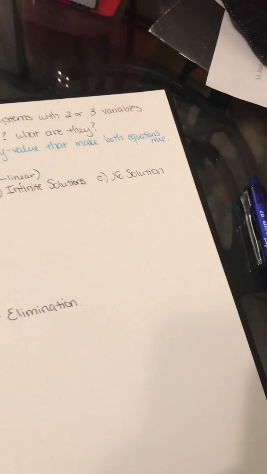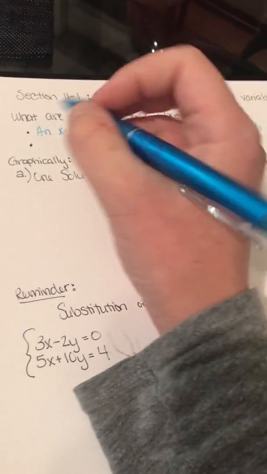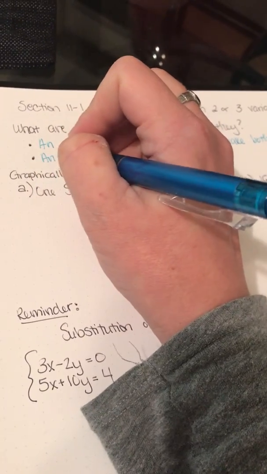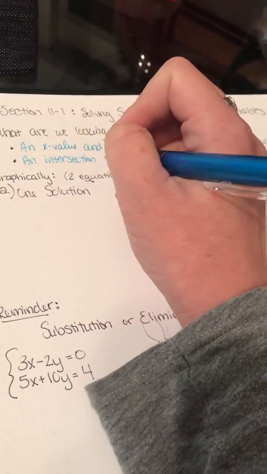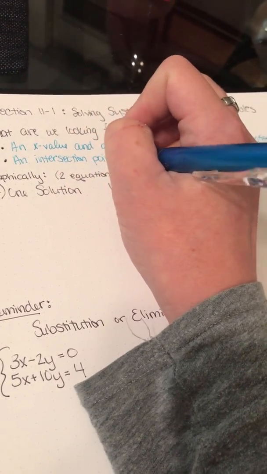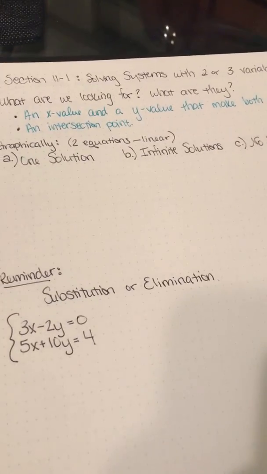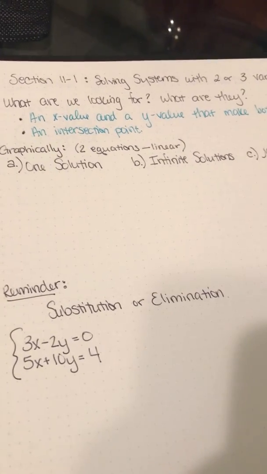Okay, and then what does it look like graphically? If you have an x and a y value that make both equations true, ultimately you have an intersection point. So it's the point where these 2 equations intersect on the graph. Now, for example, if you had a quadratic and a linear function, you might have 2 intersection points. For now, we're just going to look linear.